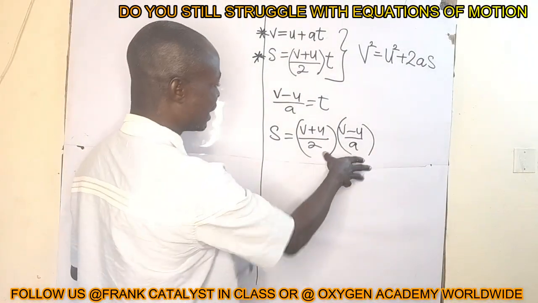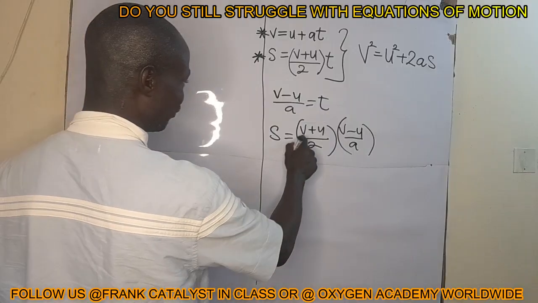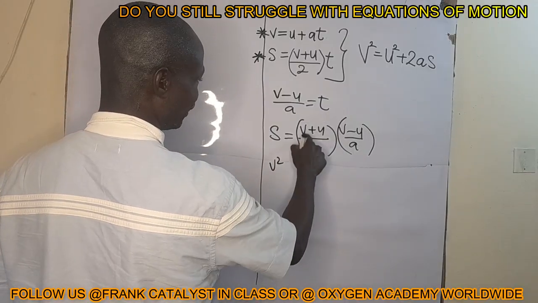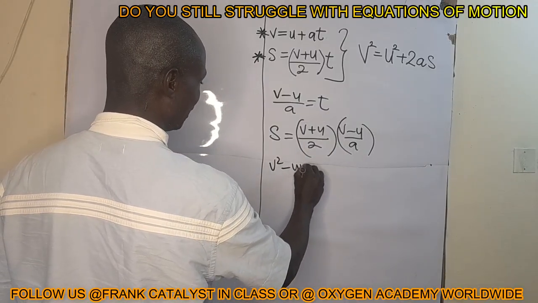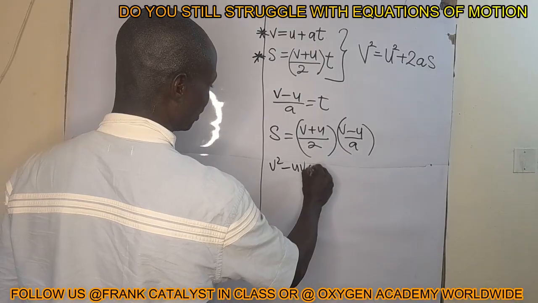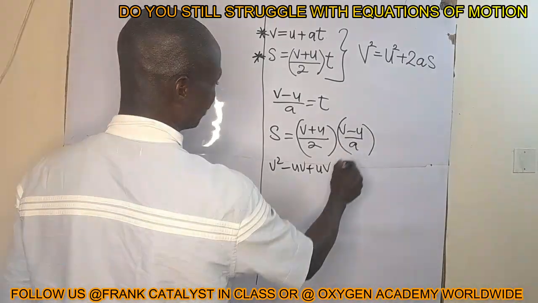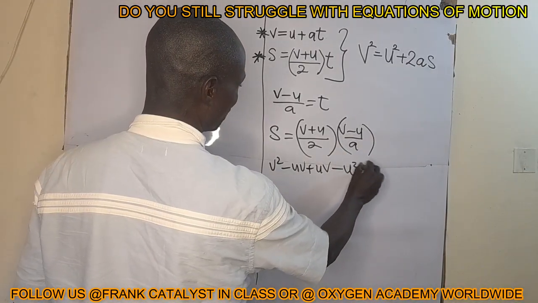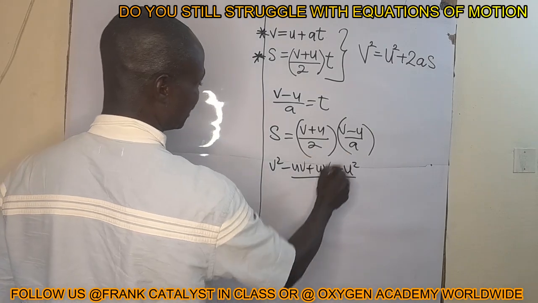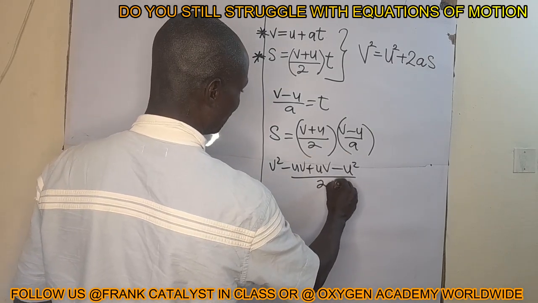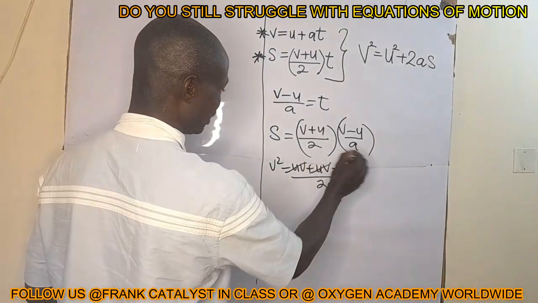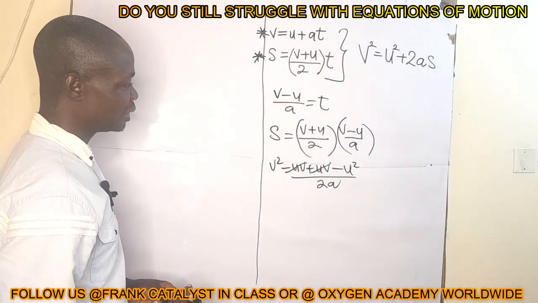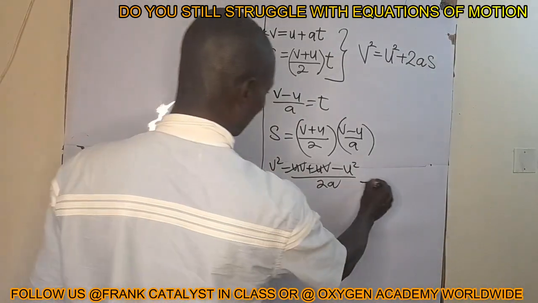So I want to expand this. When I expand this, v times v is v square, v times u is minus uv, u times v is plus uv, u times minus u is minus u square, then all over 2 times a, which is 2a. Now this can simply cancel out this. Remember we have equal to s here.